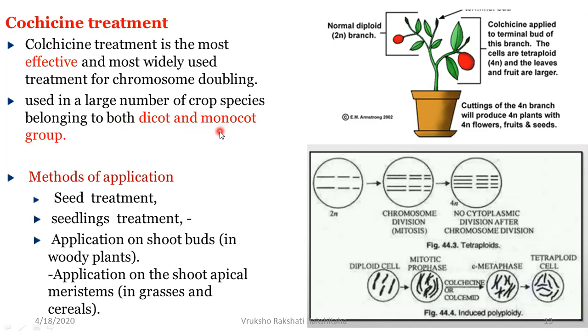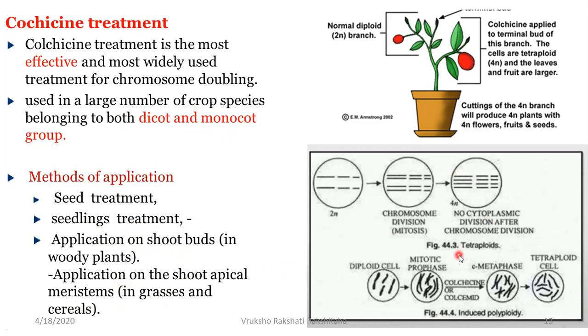Now, what are the different methods of application of colchicine? It may be by seed treatment or by seedlings treatment, or the colchicine can be applied to the shoot buds in case of woody plants, or it can even be applied to the shoot apical meristems, especially in case of grasses as well as cereals.